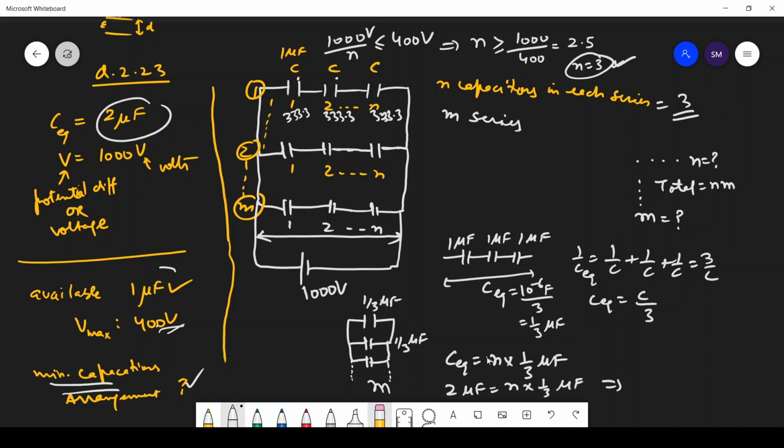So M multiplied by 1 by 3. Okay. So M comes out to be 6. This microfarad. So M is the number. So this is 6. So 3 capacitors in series and we have 6 series we need. So total capacitors will be M into N and that is equal to 6 multiplied by 3, 18 capacitors are required for this combination.